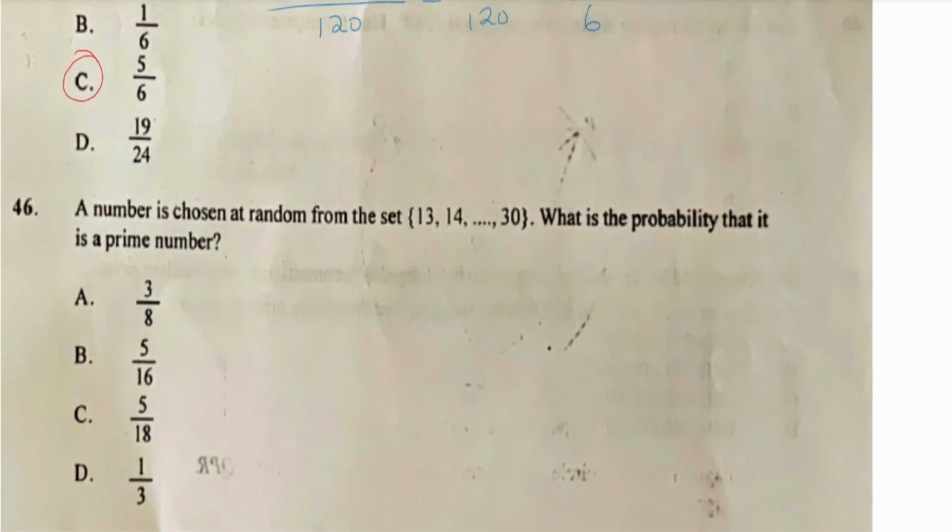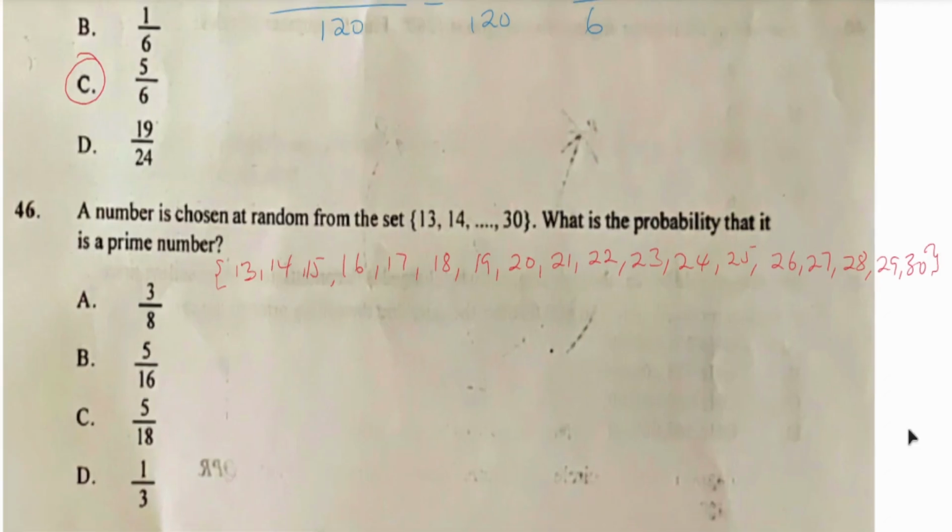So relisting the members of the set, you are going to have 13, 14, 15, 16, 17, 18, 19, 20, 21, 22, 23, 24, 25. So these are the members of the set. And the question said, what is the probability that the number chosen is a prime number? So now let's circle the prime numbers in this.